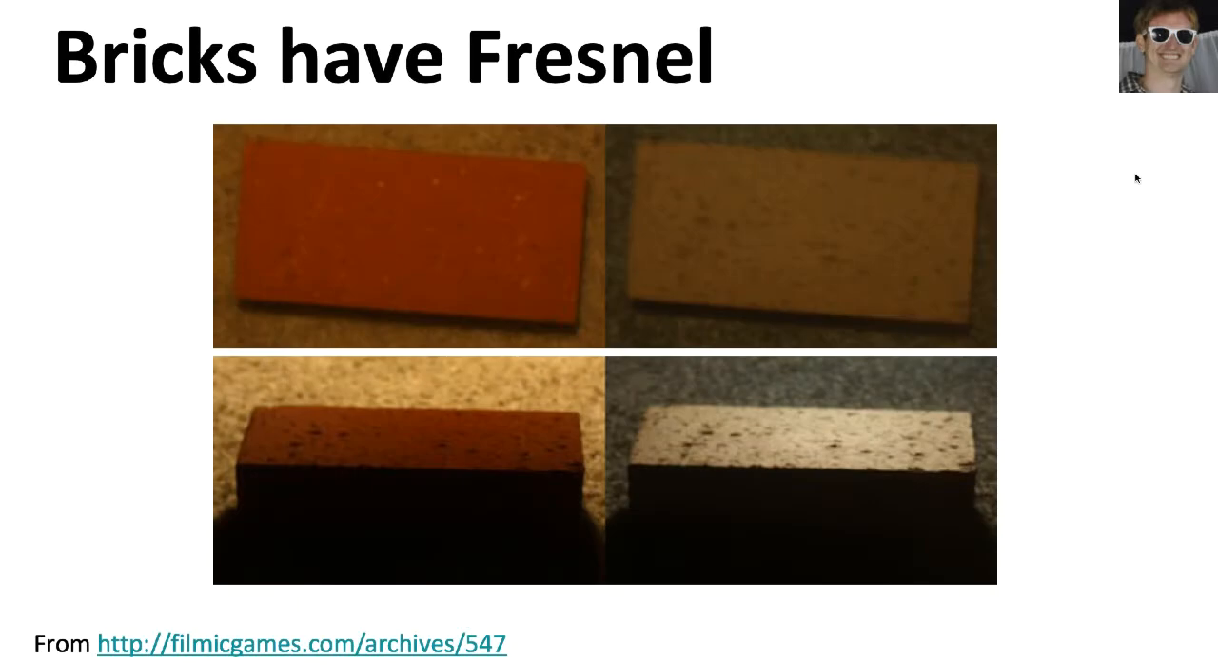So John also used his polarized photography rig to take some pictures of, in this case, a dielectric, a brick, at different viewing angles. And as you can see, when viewed straight on, you don't get a very strong specular reflection, but when viewed at a wide angle relative to the light source, you do get a strong specular reflection. So Fresnel is an effect you get with all materials, not just metals.